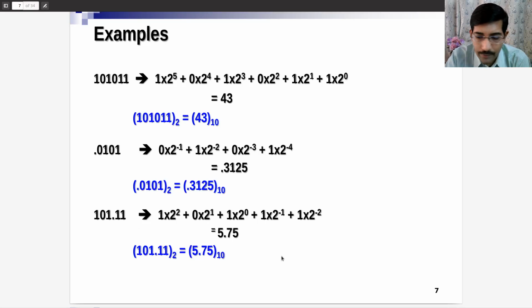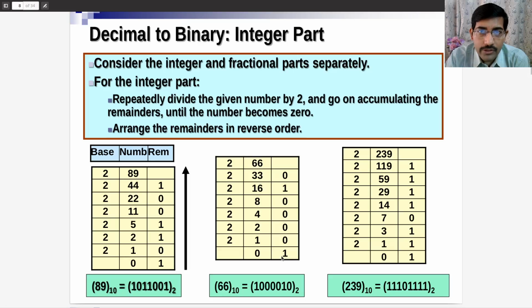Pretty simple. Now the reverse thing. How do we convert a decimal number into binary? So first of all, let us look at the integer part. Suppose the decimal number is given to you as an integer. The integer part, how do we convert?